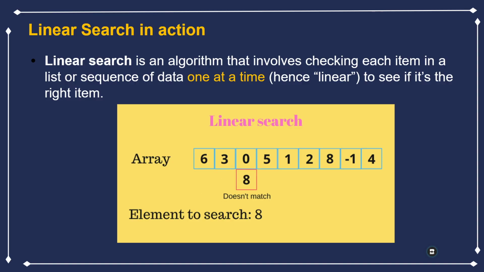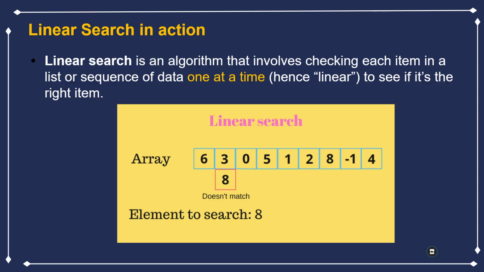How does it work? Linear search checks each item of the list in turn to see whether the item you're looking for is there or not. It just starts from the beginning and checks each item. It stops when it either finds the item it's looking for or has checked every item.